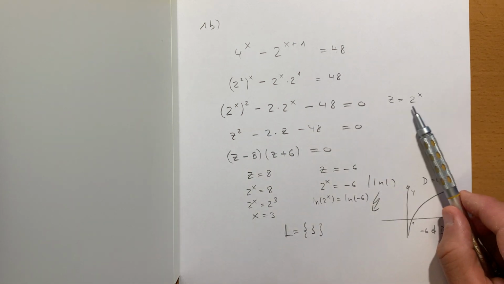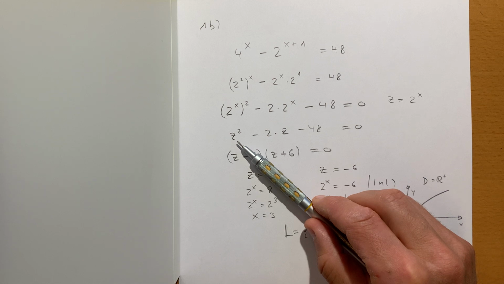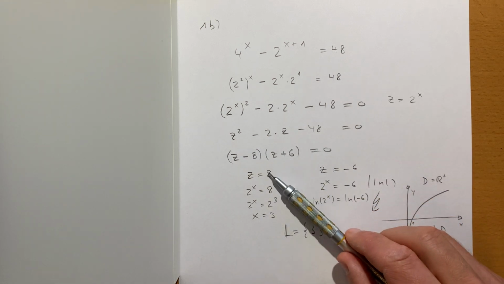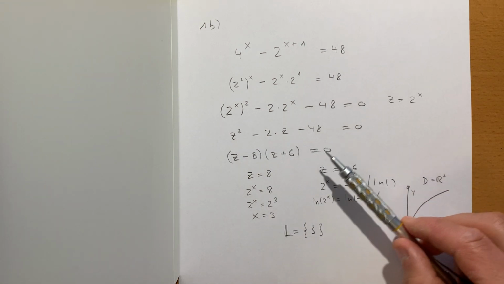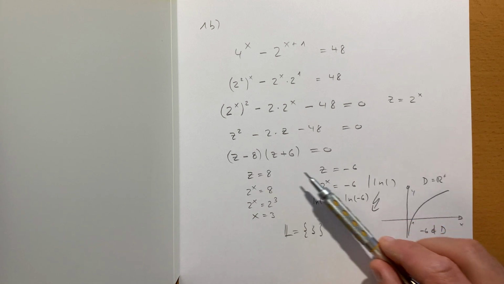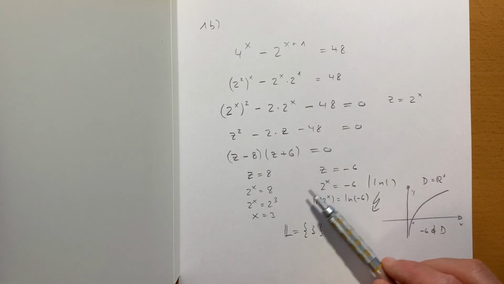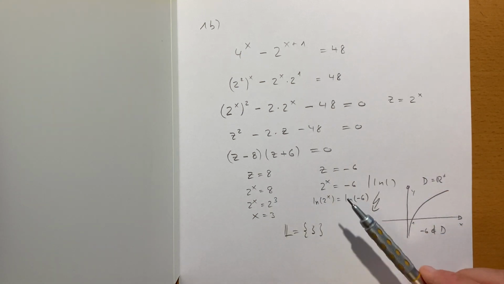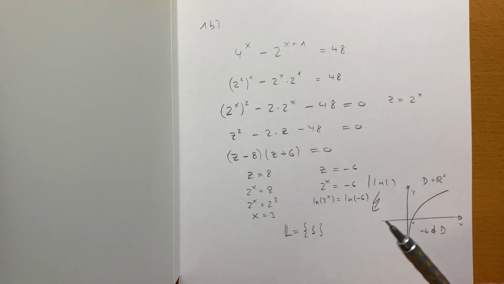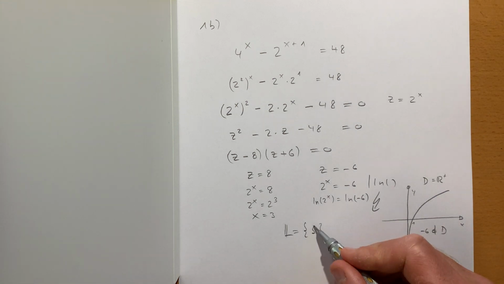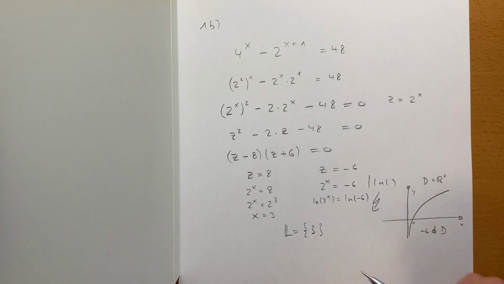Well, and that you substitute by z. So you work out your z's. Once you have worked out z is equal to 8 and z is equal to minus 6, you resubstitute these two values and you work out x. And this is how you get to your solution. x is equal to 3, the only solution, and the solution set is now {3}.